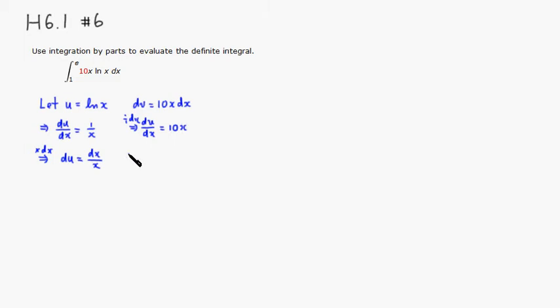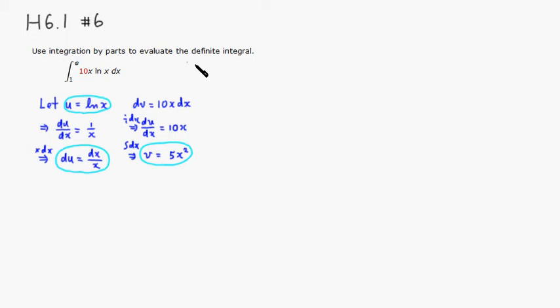Then if you take the antiderivative with respect to x, v is equal to the antiderivative of 10x, which is 5x squared. So we're going to need u and du and v. We're going to use these to do integration by parts.